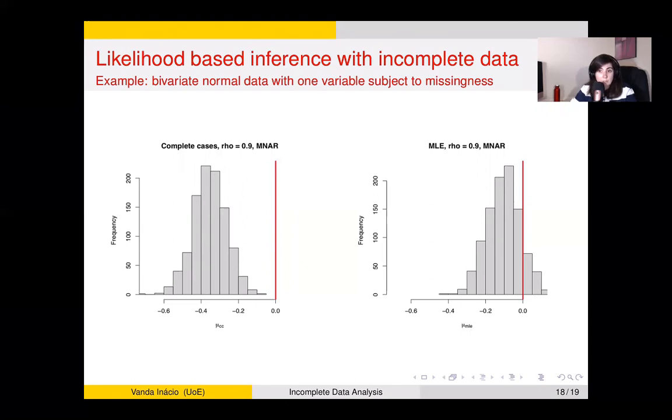I forgot to say about the histograms, but it's the usual setup: for the 1000 data sets we have estimated our mu2, and this is the histogram of the 1000 estimates.